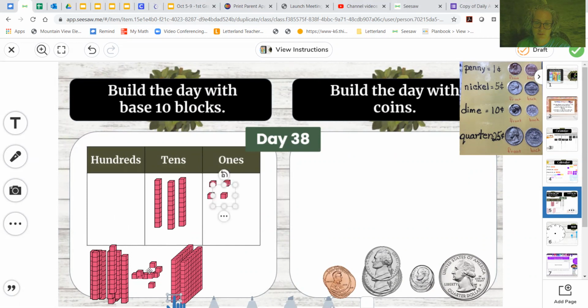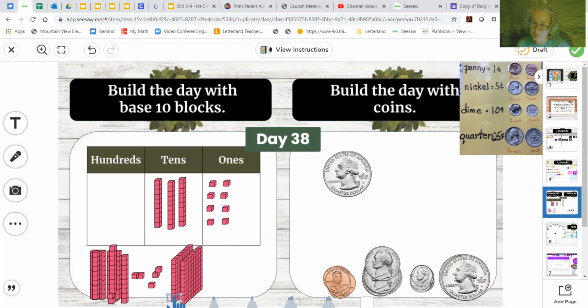34, 35, 36, 37, 38. Ooh, a lot of ones in 38. All right, so let's come back and think about what we did when we were building the money, like in the previous, where we had 36, 37, and then we'll continue on with 38.